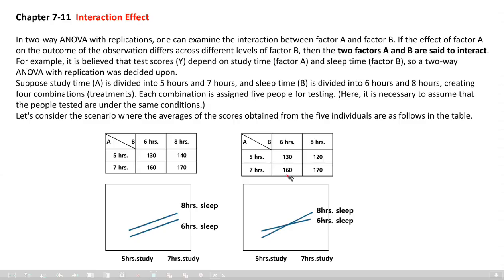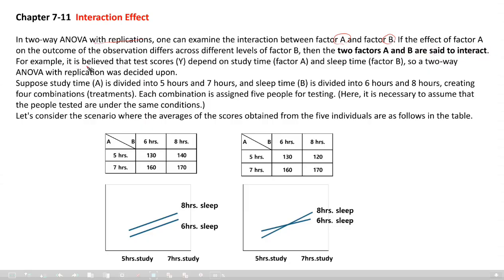Interaction effect in two-way ANOVA with replications: we can examine the interaction between factor A and factor B. If the effect of factor A on outcomes of observation differs across different levels of factor B, then the two factors A and B are said to interact with each other.